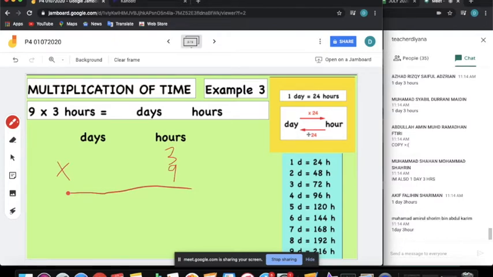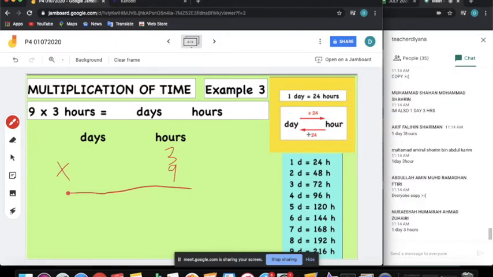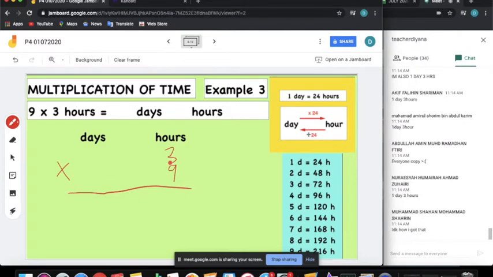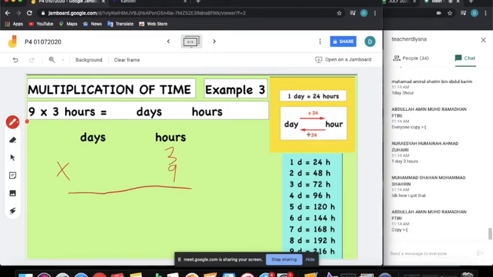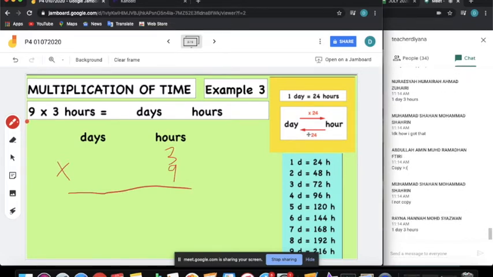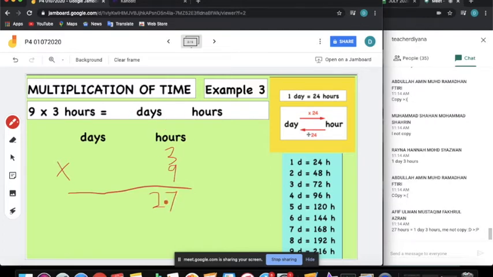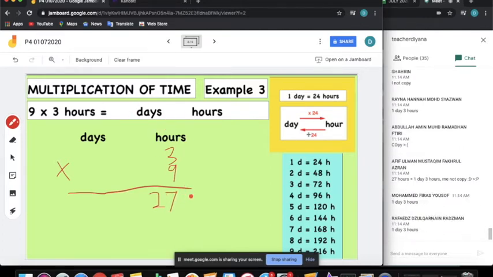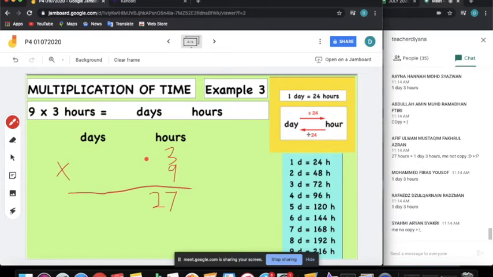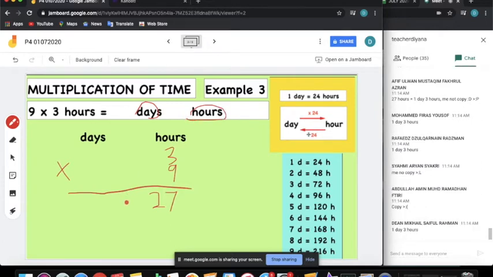For those who did not tell me the answer at the chat box, look here. Aisha Umaira, okay, good. 9 times 3, now you use table 9 again. So teacher, I use my finger, I close finger number 3, then I get 27. Okay, P4, listen. If the question asks you for days, hours, you just answer 27 hours. But if the question asks you in days and hours, you look at your hours.